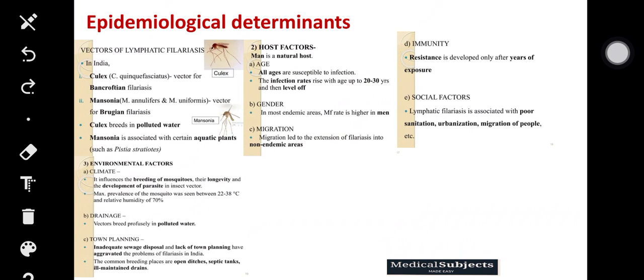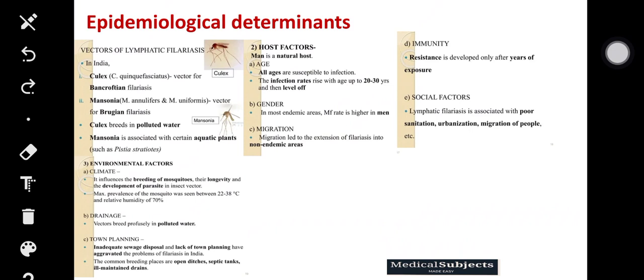Culex breeds in polluted water. Mansonia is associated with aquatic plants. That is, it breeds in a place where aquatic plants are commonly found.